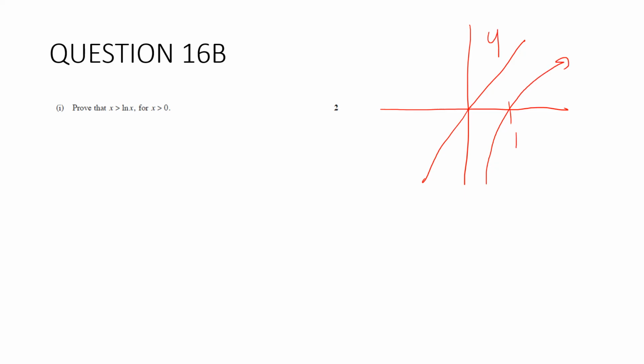16b, prove that x is greater than ln x for x is greater than 0. Let's have a look at a sketch. Here's y equals x. Here's y equals ln x. So it looks like it's true. Now we've got two cases, I suppose. We've got what happens between 0 and 1, and then we've got what's happening x is greater than or equal to 1. So this one first.